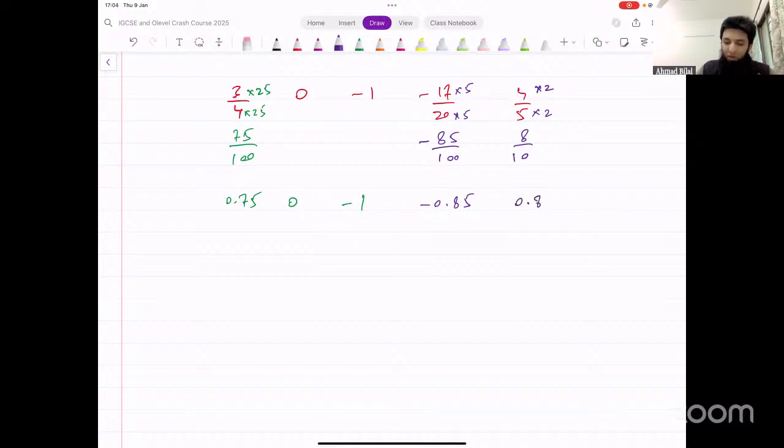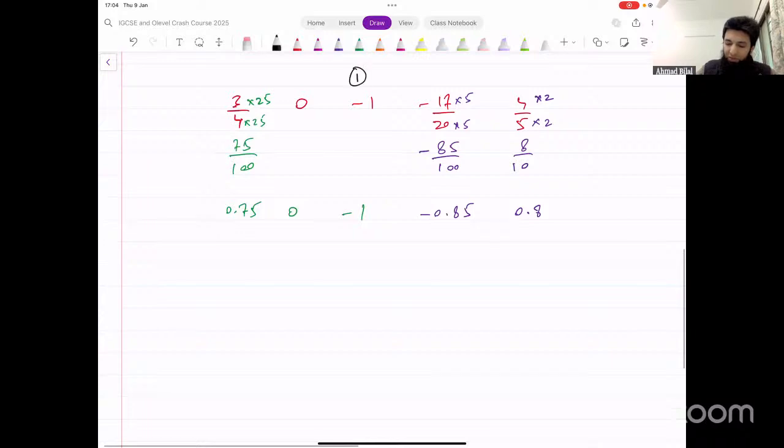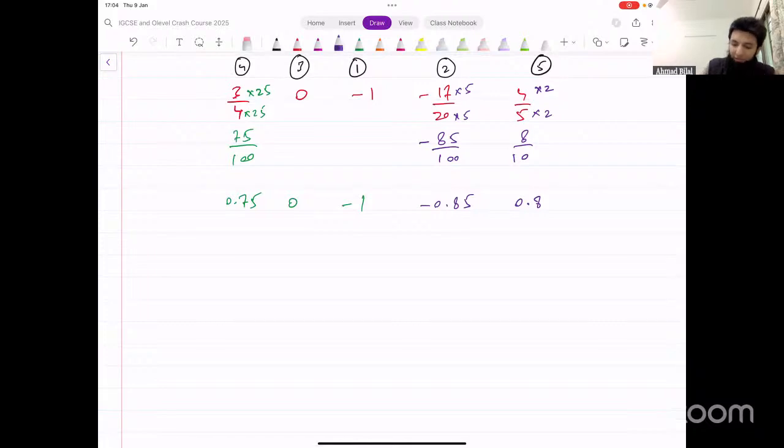Now, what's the smallest number? -1 is the smallest number, and then minus 0.85, that's the next one, and then 0, and then number 4 is 0.75, and number 5 is 0.8. That was much simpler, and you've got -1, minus 17 over 20, 0, 3 over 4, and 4 over 5. That's what you write as your final answer there.